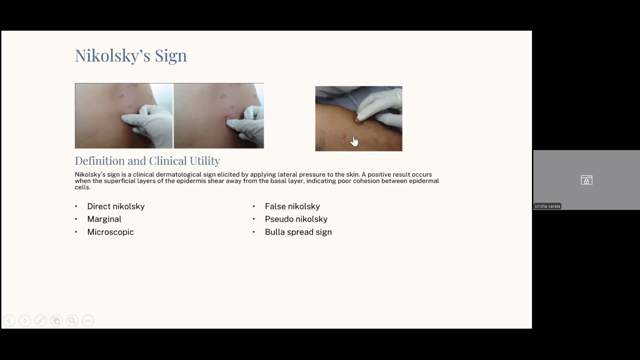You apply pressure directly on the top of the blister. First, you mark the blister. You apply pressure and you see if the blister is extending any further beyond. If it is extending, you see the margins. Angulated margins are described for pemphigus vulgaris. Rounded margins are described for bullous pemphigoid.